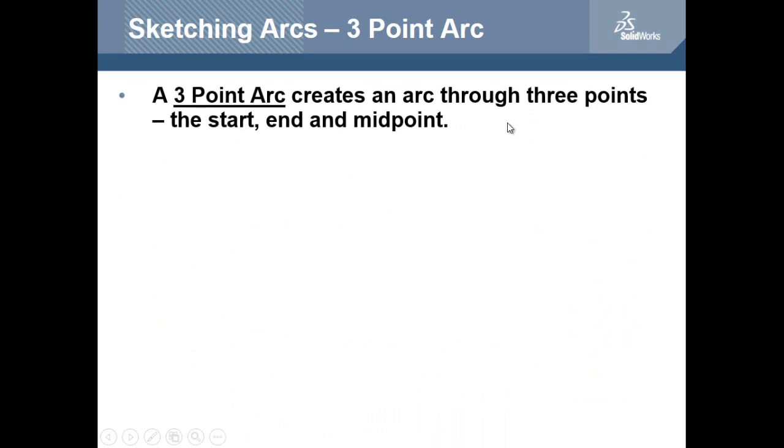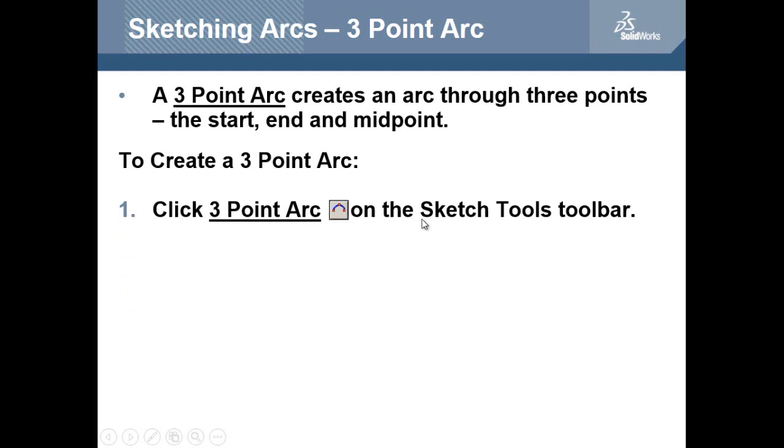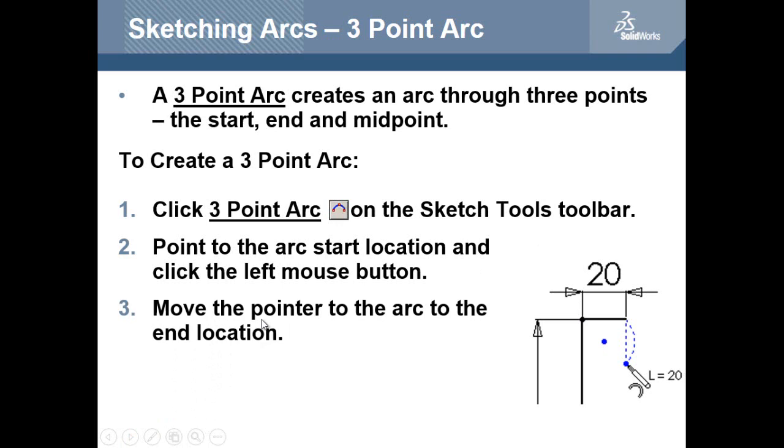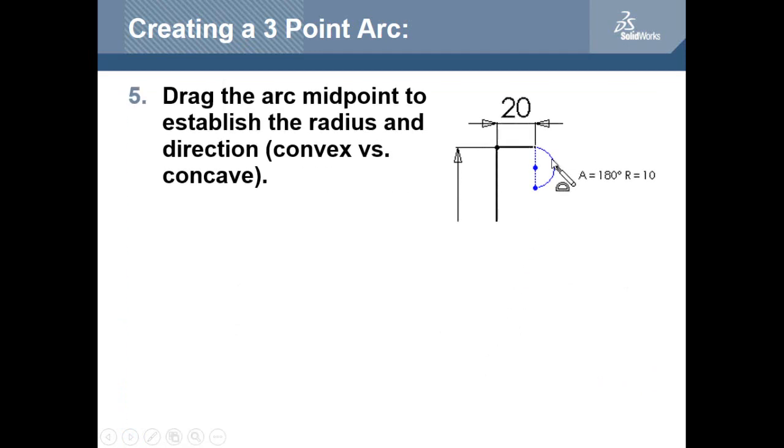A 3-point arc creates an arc through 3 points: start, end, and midpoint. To create a 3-point arc, click on the 3-point arc on the Sketch Tools toolbar. Point to the arc start location and click the left mouse button, draw it down. So you can use a 3-point arc to create an arc, and I've shown people how to use 3-point arcs already this year, so it shouldn't be anything new to you. Move the pointer to the arc end location, which would be about here, length of 20. And then click the left mouse button again. And that allows you to set the arc and then pull it out.